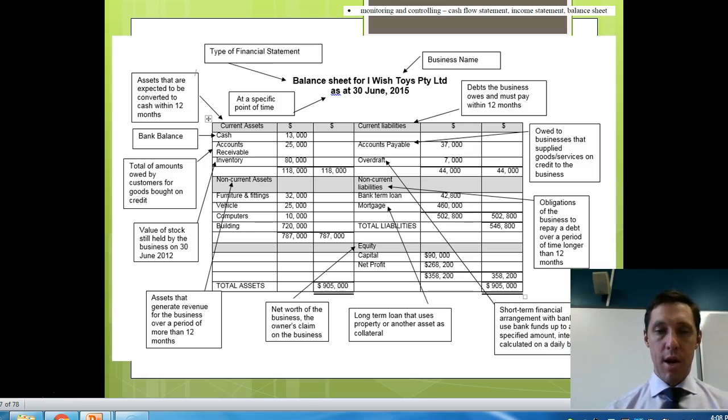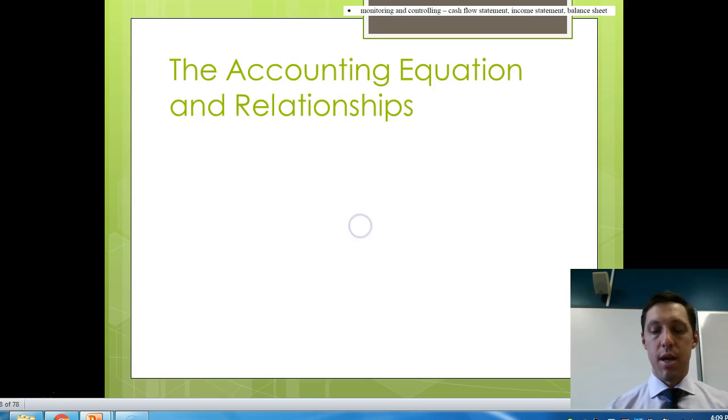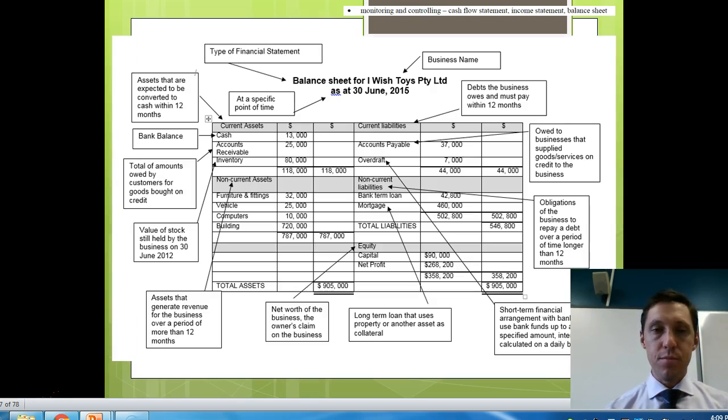They also have a couple of non-current liabilities, so long-term obligations that need to be paid in the long term, and they come to $502,800. So in total, they've got $546,800 worth of liabilities, and that is added to their equity. So the capital, that is an owner's contribution to the business. The owner has put in $90,000 worth of capital into the business, and that owner is owed that money. And their net profit, or retained earnings, is $268,200. And that's again an example of money that is effectively owed to the owner.